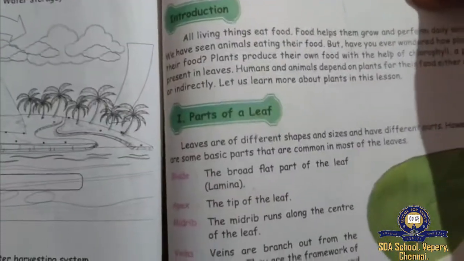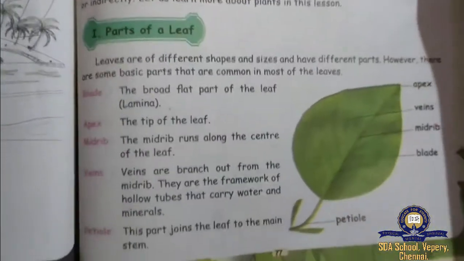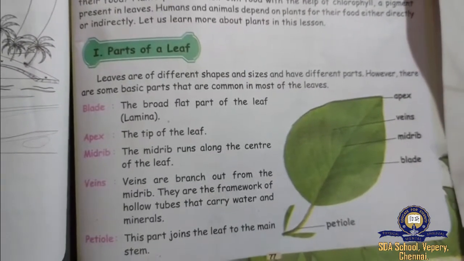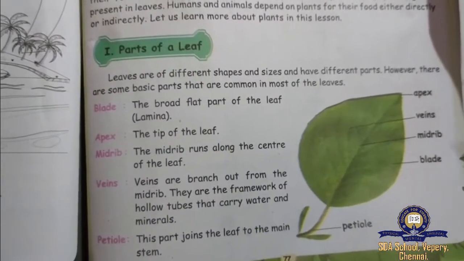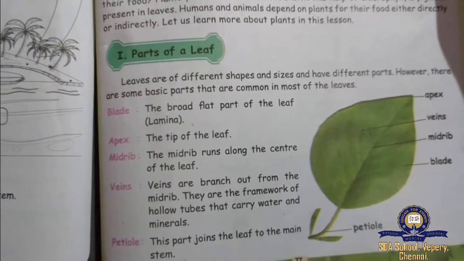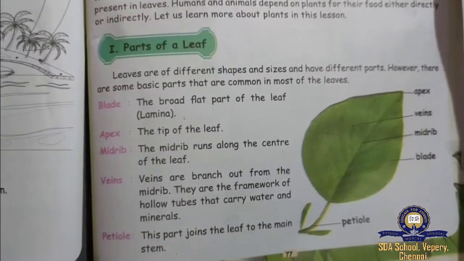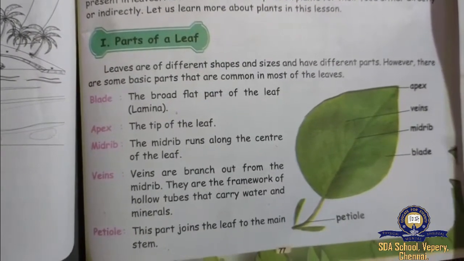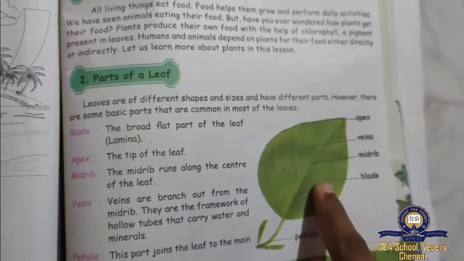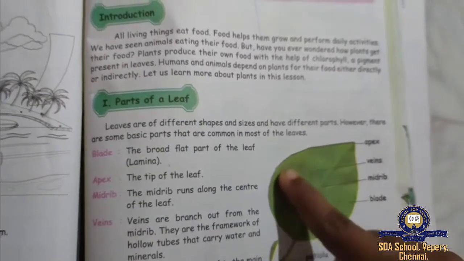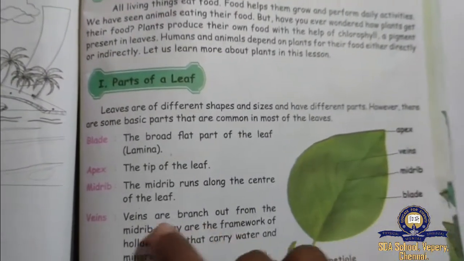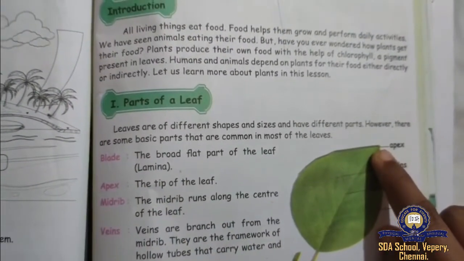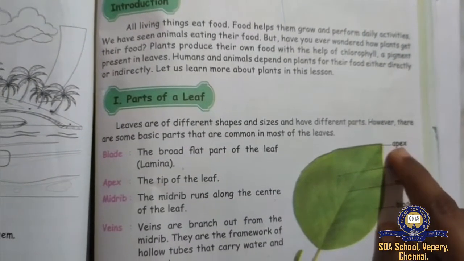In the previous class we learnt about the parts of a leaf, right? The leaf has apex, veins, midrib, blade and petiole. What is blade? The broad, flat part of the leaf is known as blade. And what is apex? The tip of the leaf is known as apex.